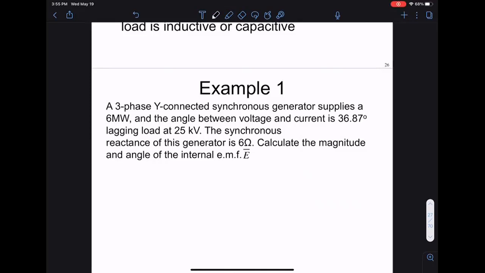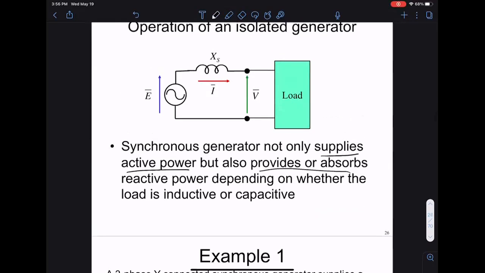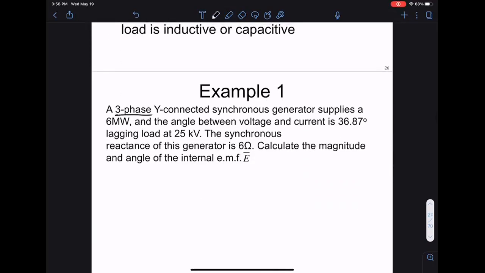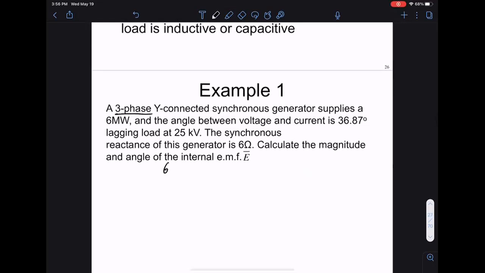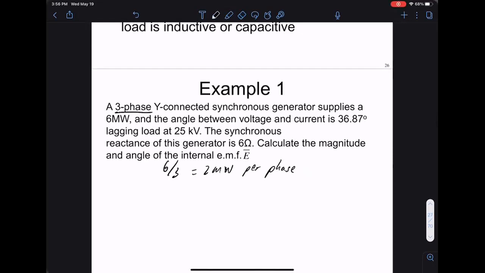So the first thing to observe is this is the 3-phase power, right? Every circuit we'll be looking at is a single-phase circuit. So the first thing you do is say 6 divided by 3, 2 megawatts per phase. We're only looking at a single-phase circuit, at how much power a single phase is carrying. So this is our power. What about the voltage here? This says 25 kV.